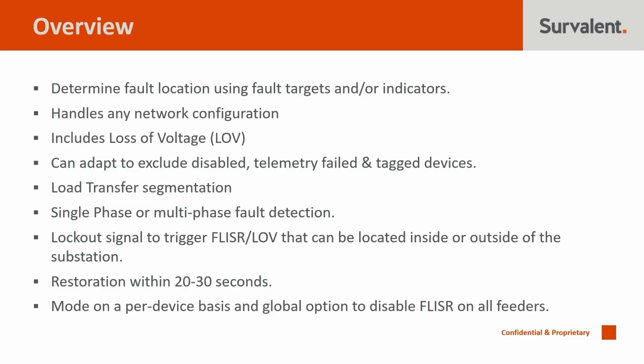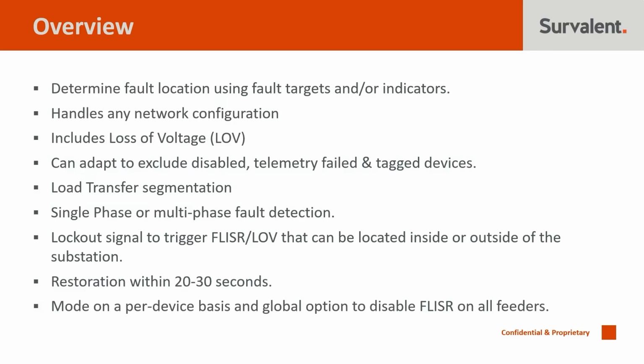It can adapt to exclude disabled telemetry field and tagged devices. So if you have some activities on your field devices, like a field crew working on a device, and you apply a hotline tag, FLISR is intelligent enough to identify that the device is under an activity or maintenance, and it will be excluded on a FLISR event.